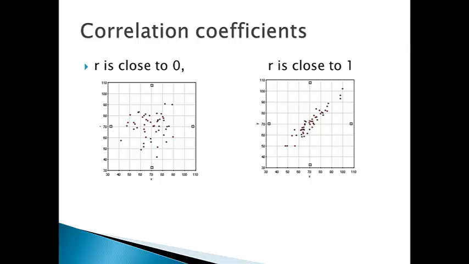In contrast, in the scatter plot on the right, we see a correlation close to 1. These dots fall very close to a straight line. A correlation coefficient of -1 would be similar to the graph on the right, except the slope of the line would be negative. As the x values increased, the y values would decrease.